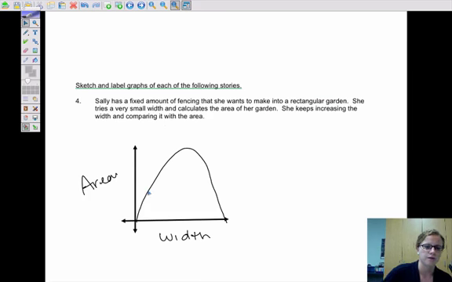For Sally's fixed amount of fencing, this is what your graph should have looked like. If it did, great. If it didn't, that's fine. We're not going to go into this in much detail because we're going to go into it later in the year.